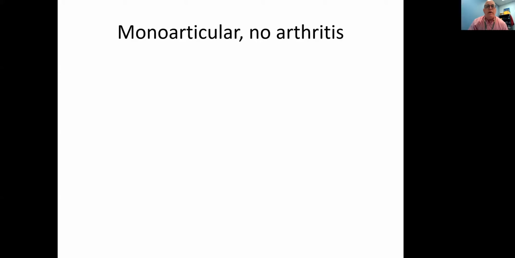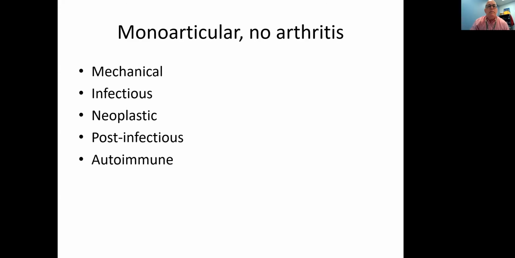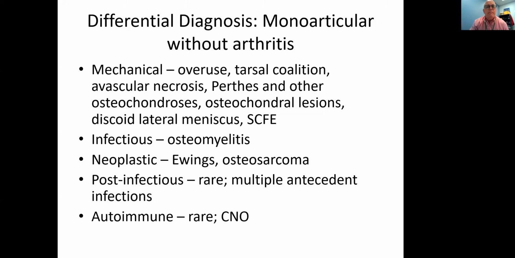So monoarticular no arthritis. I want you to think about categories for that as well: infectious, post-infectious, autoimmune, mechanical, neoplastic. Okay, so mechanical is really the biggest one. We need to think about all of the other causes. Mechanical is going to be the biggest one in this category. So there are a whole lot of things that do this.